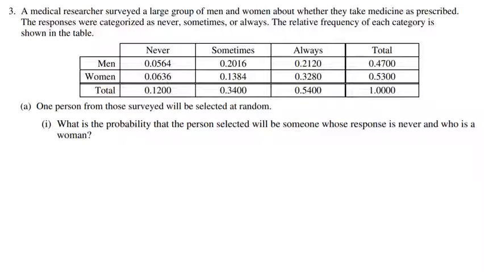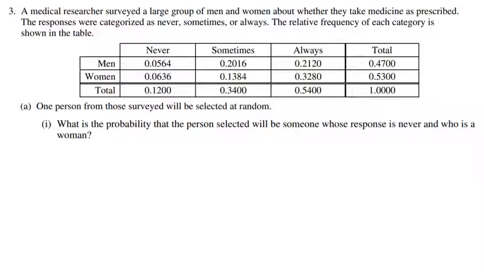All right, number 3. A medical researcher surveyed a large group of men and women about whether they take medicine as prescribed. The responses were categorized as never, sometimes, or always. The relative frequency of each category is shown in the table. So they broke each response up according to whether it was from a man or a woman and whether their response was never, sometimes, or always. And all that is shown here in the table.